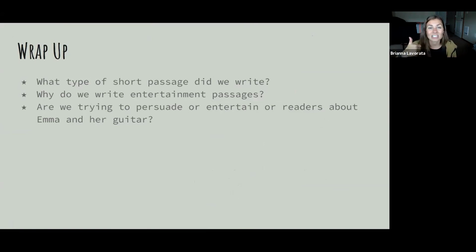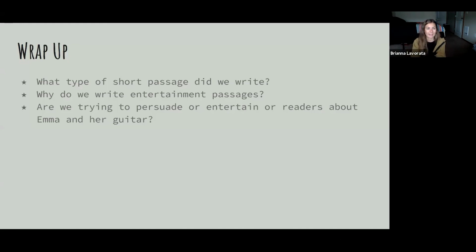So the passage that we just wrote was an entertainment type of a short passage, right? So we wanted to entertain the reader about why it is so funny that Emma's writing about cats and why she loves guitar so much. Why do we write entertainment passages? We write entertainment passages to make people feel good, right? To make people feel engaged, occupied, and to bring laughter.